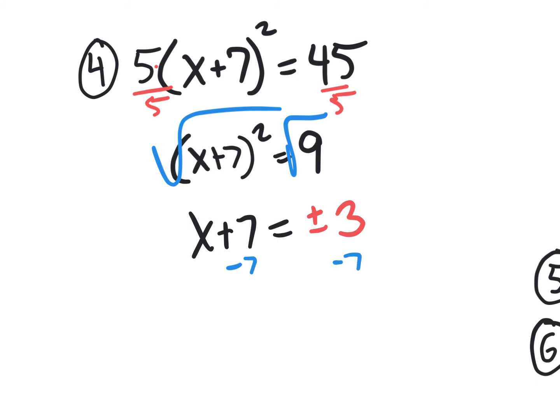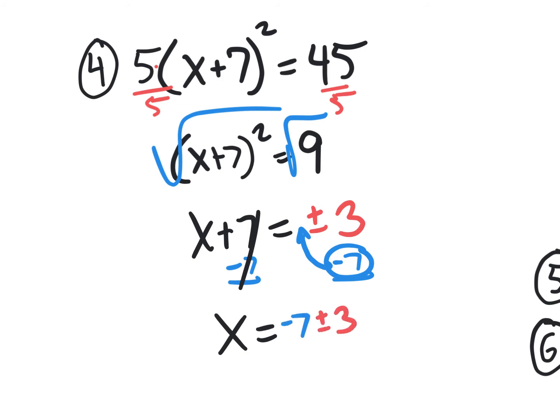And for my final step, what do I do? Subtract 7. Now, this is where, instead of actually subtracting 7, let's just rewrite it with the negative 7 up there. So what I have is x equaling the negative 7 with a plus or minus 3 right next to it. And that plus or minus 3 means that you're going to add 3 to the negative 7 and also subtract 3 from the negative 7. So let's do both situations. Negative 7 plus 3, negative 7 minus 3. And we'll get our two answers, which are what?